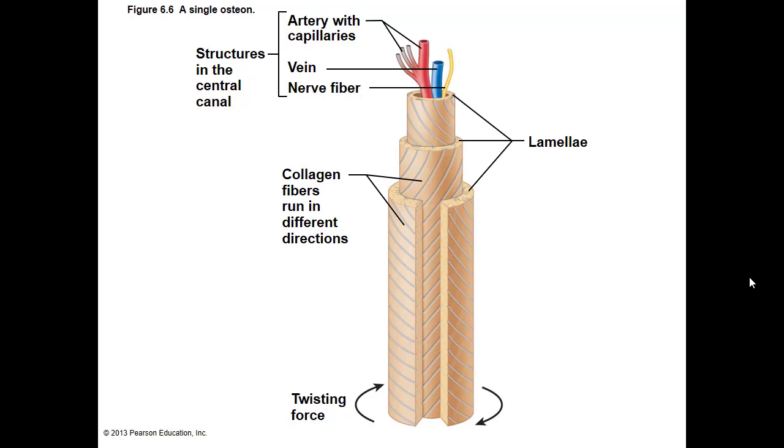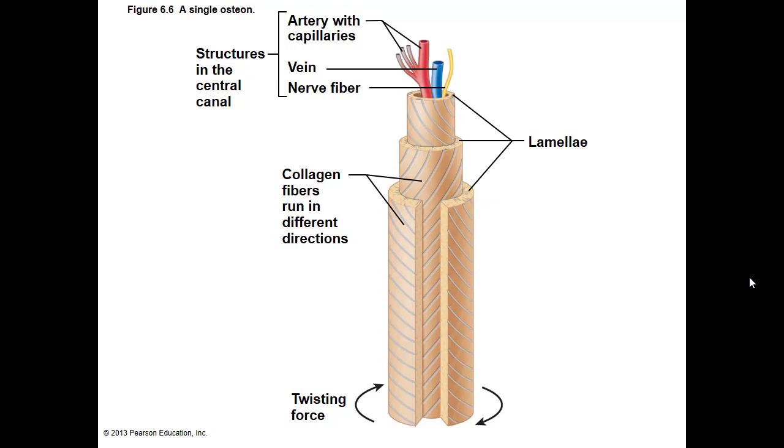Now, these are the rings. You've got the rings that are found inside the compact bone. Each ring is called a lamella. And if you notice, do all the fibers run in the exact same direction? They don't. Some of the fibers in the lamella run this direction, some run in another direction.